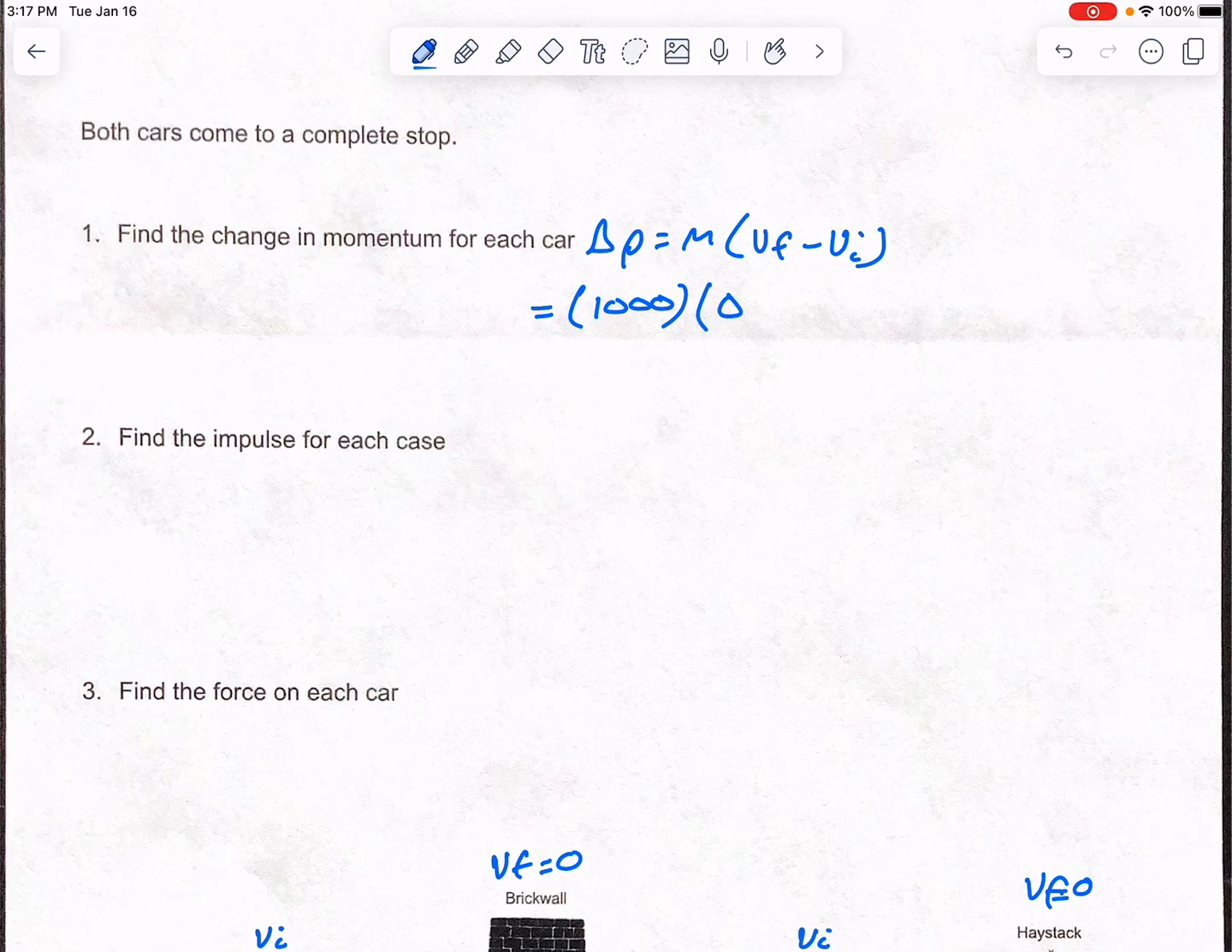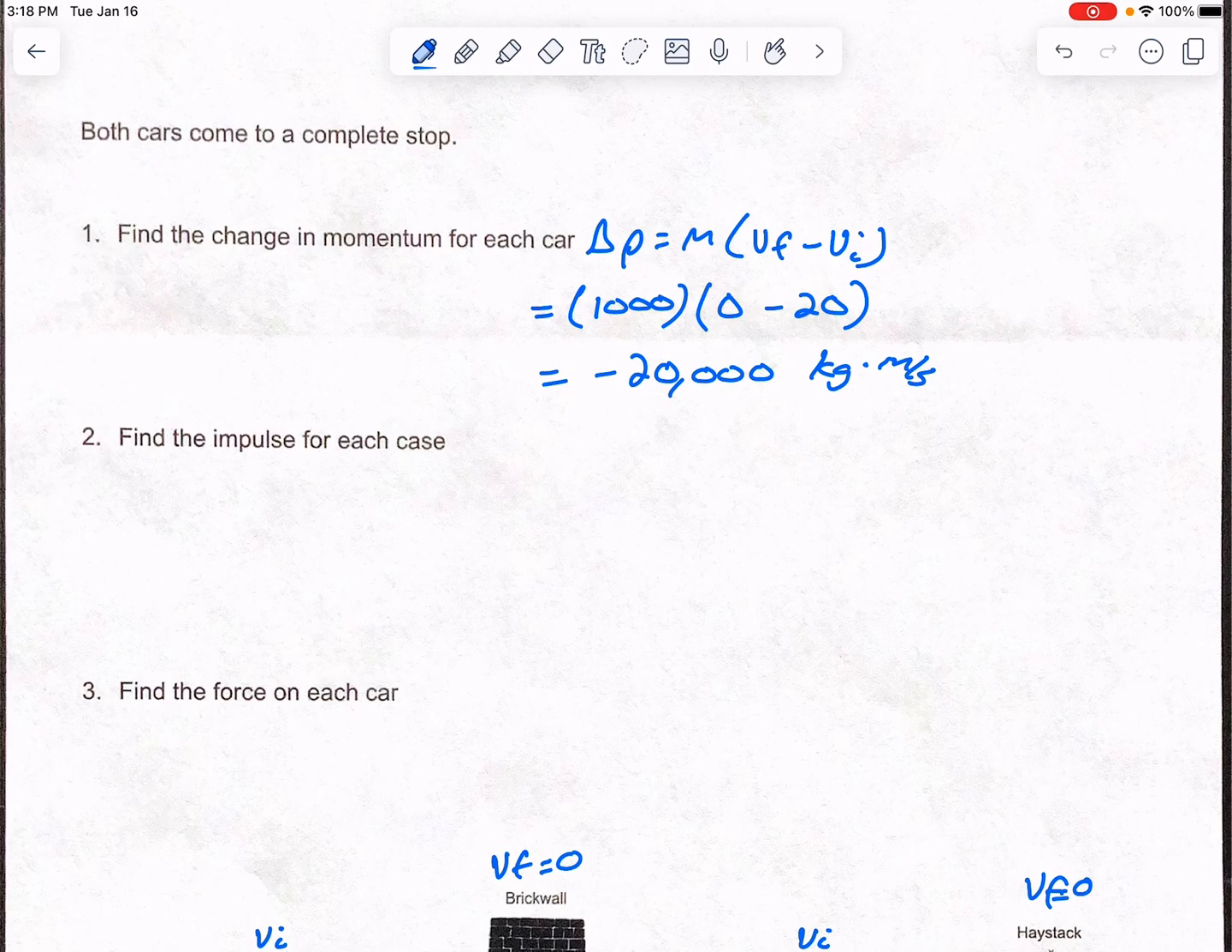Our VF is 0 because we're stopping, minus your initial velocity of 20. It's going to give you negative 20,000 kilograms times meters per second. So there's your answer for number 1. It says calculate the one for each car, but it's both the same scenario. They're both the same car. They're both coming to a stop. So I'm not going to do the same thing twice. That is your answer for both.